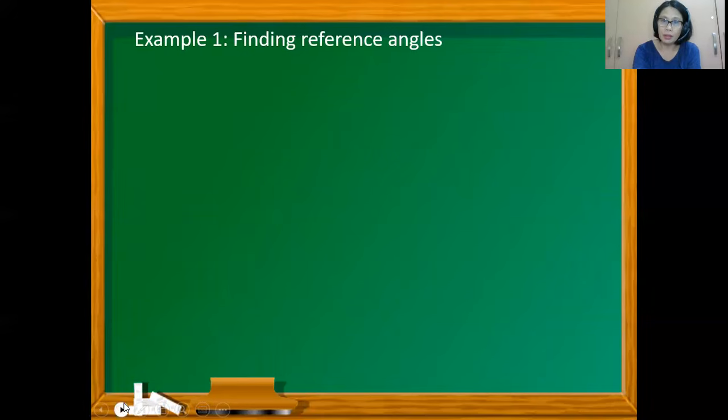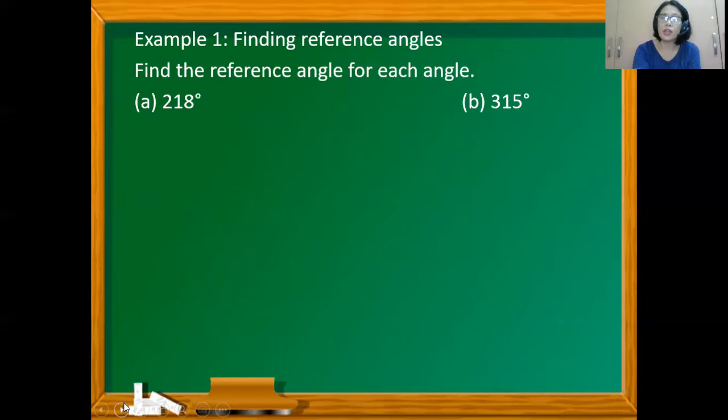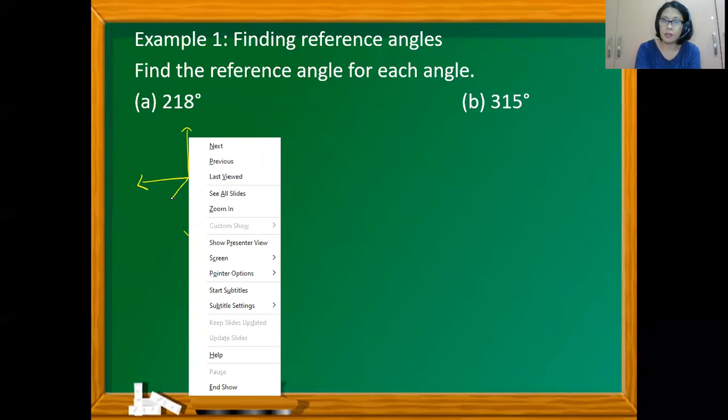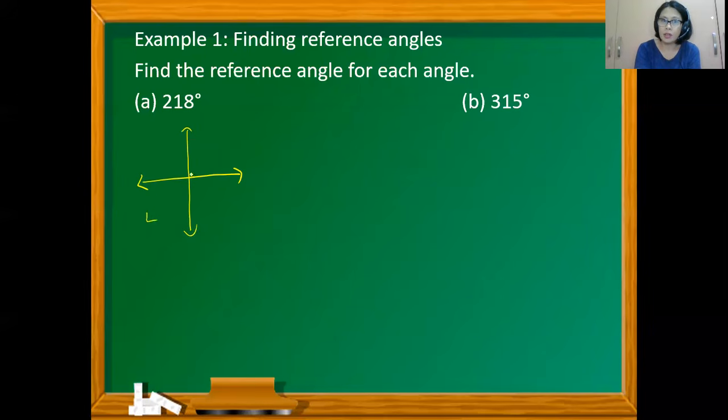Okay, so more examples. Find the reference angle for each angle. A equals 218. We know that the terminal side of angle theta measuring 218 is on the third quadrant. So this is 180, and then until here, let's say this measures 218 degrees.